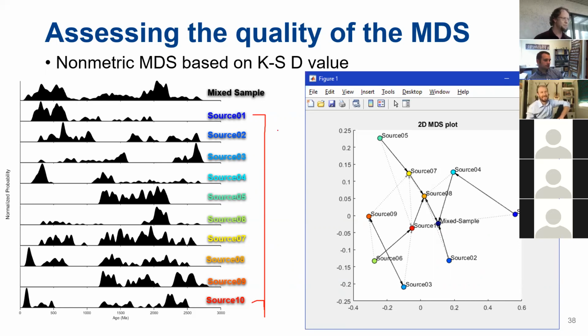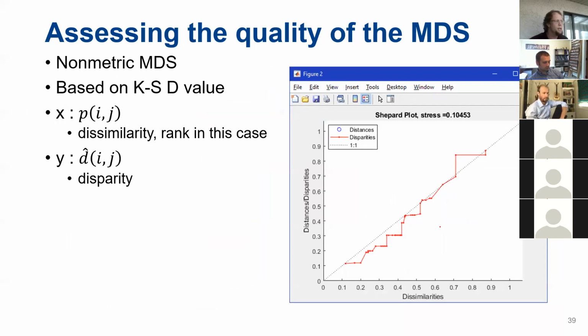Yeah. So these 10 sources were mixed in various proportions into this mixed sample. It doesn't really matter. All that you need to know is that we've got 11 samples here that we're going to try to show in MDS space. In this case, the metric that we're going to use is the D value. And so we wind up with this plot. And all of these samples are related to the MDS plot to different degrees.